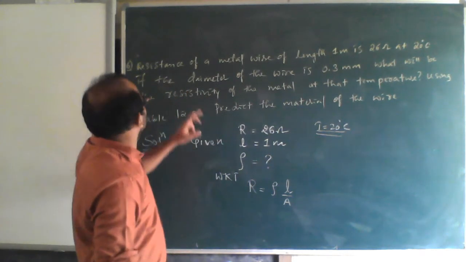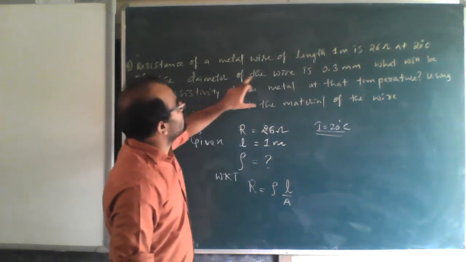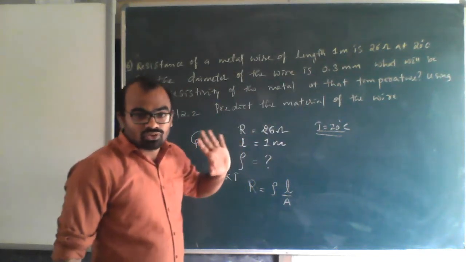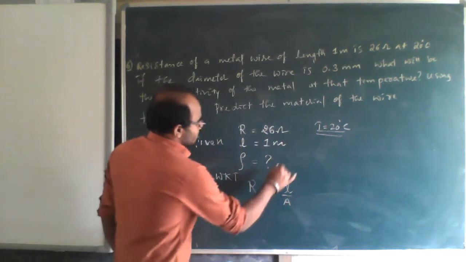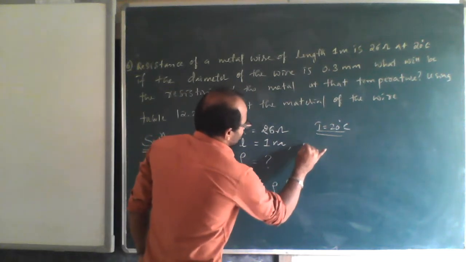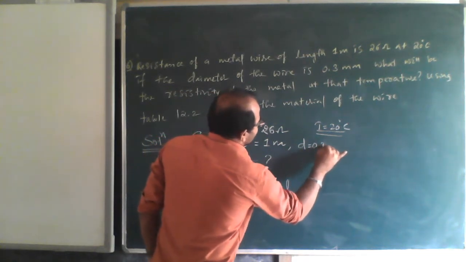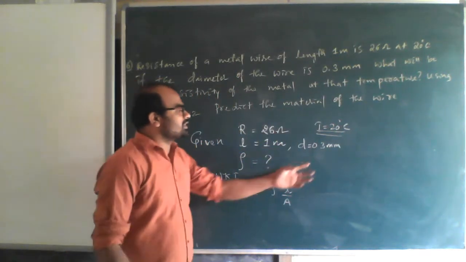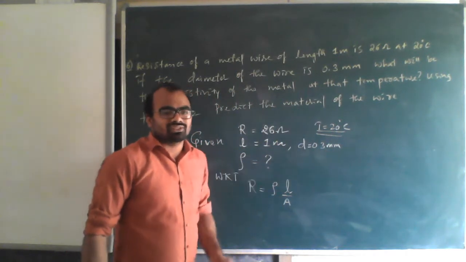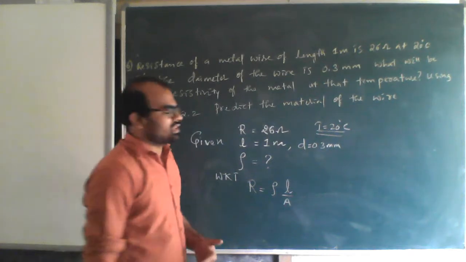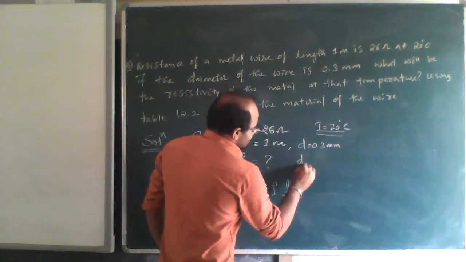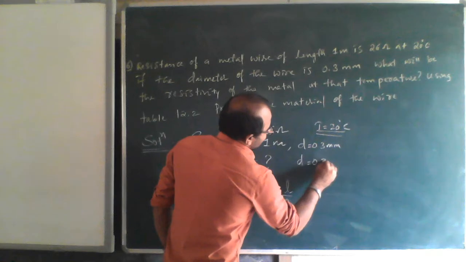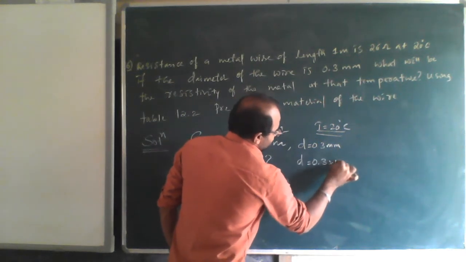One thing we should not forget here: if the diameter of the wire is 0.3 mm, they have given the diameter also. So write down that one also. Diameter is 0.3 mm. But mm is not an SI unit. You have to keep everything in SI units. That means D equals 0.3 into 10 to the power minus 3 meter.